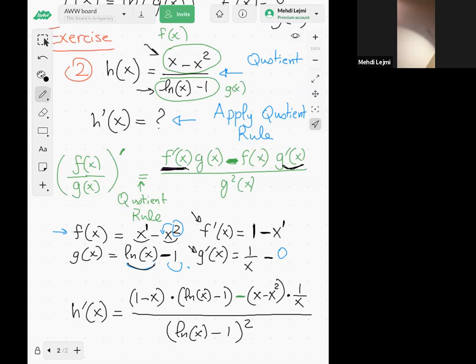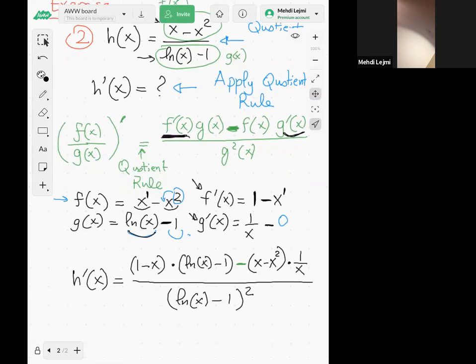Any questions, guys, about how I got this h prime? So it's just the quotient rule. Now, of course, you can try, I would say this is a correct answer, but you can also try to simplify your answer, right? You can see if we can simplify this.